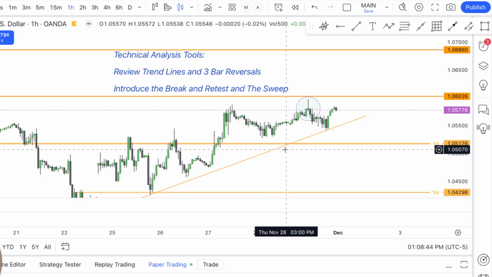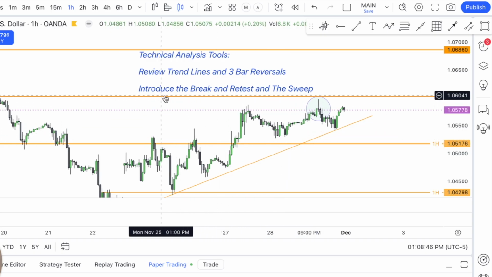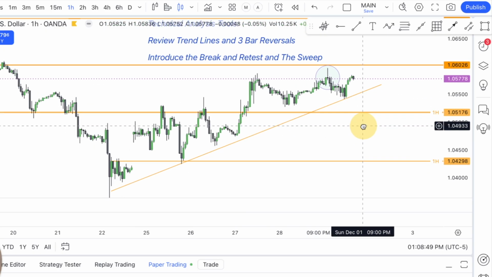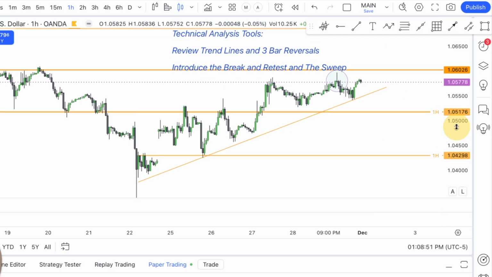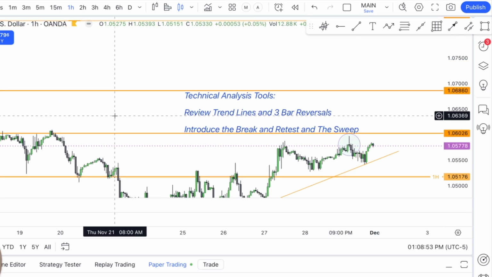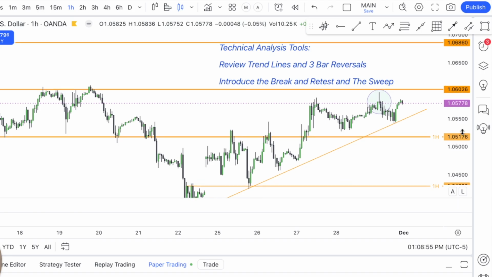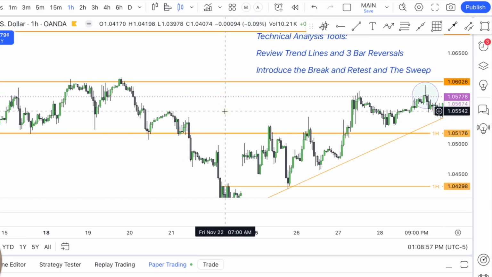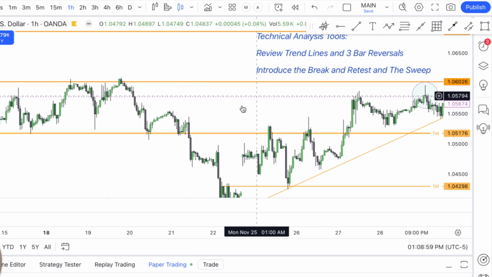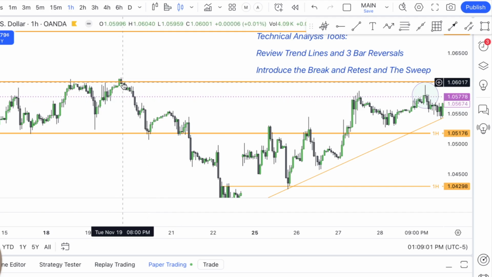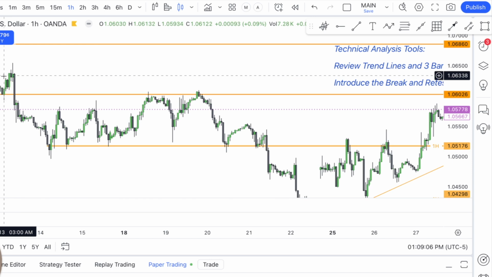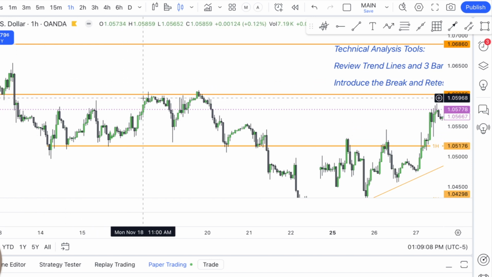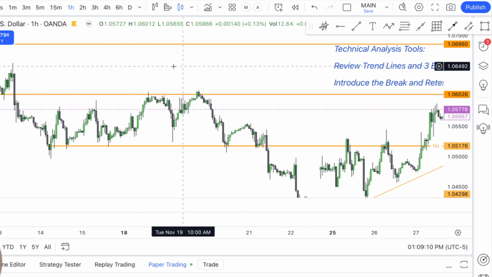Let's see, and the next thing that we are going to talk about is a break and retest of a trend line or support and resistance. So we talked a little bit about this before, but I don't think that we called it break and retest. So generally, when you see a break and retest, it's going to break a certain support and resistance area and then come back up and test it, and that's called a retest.